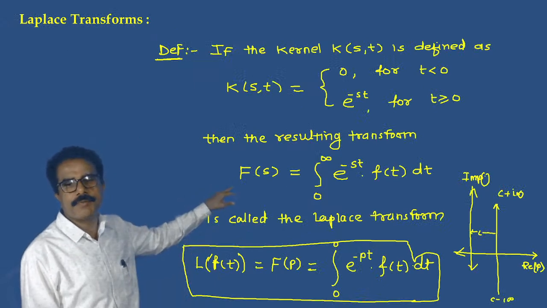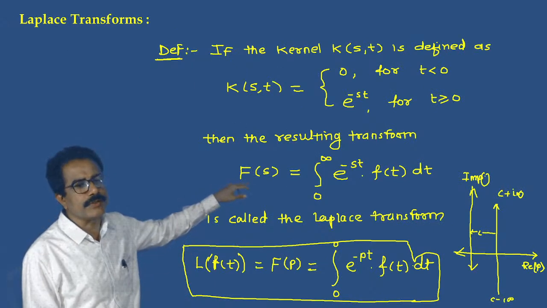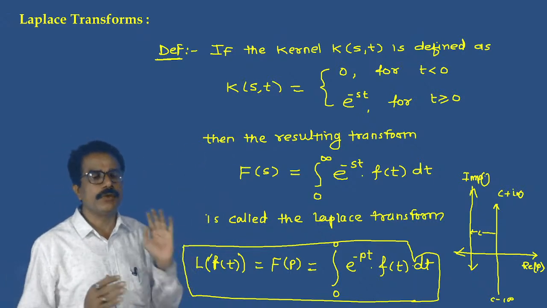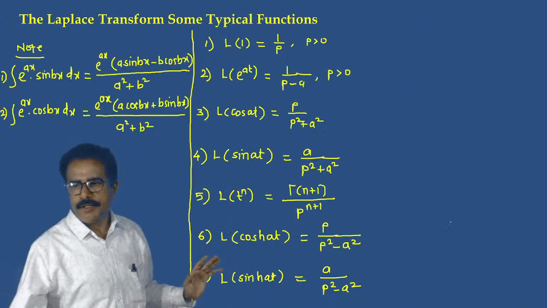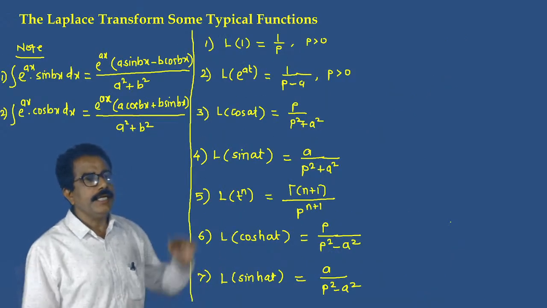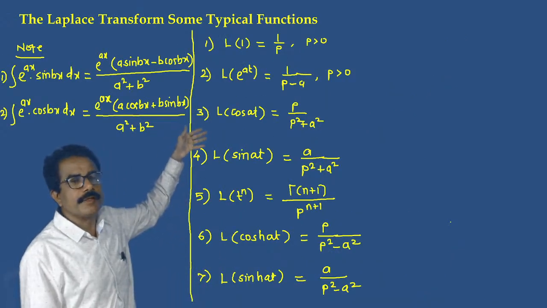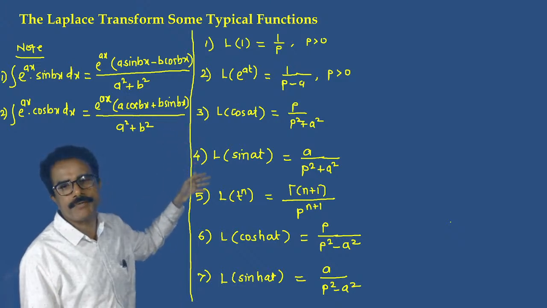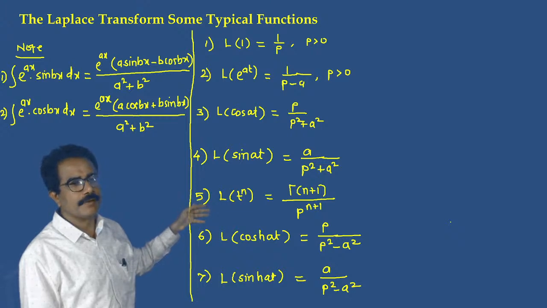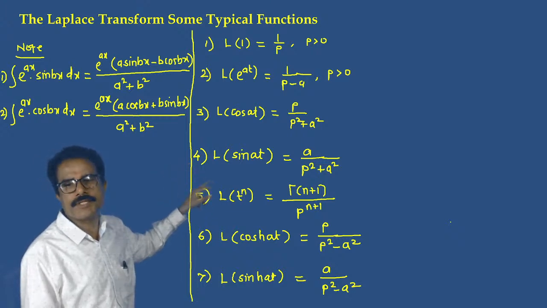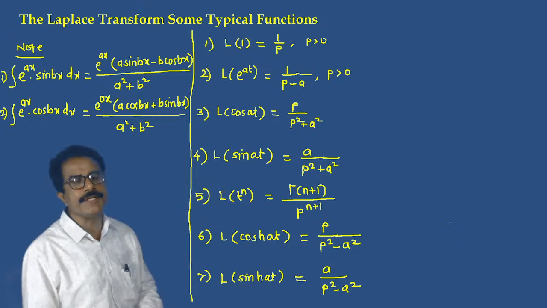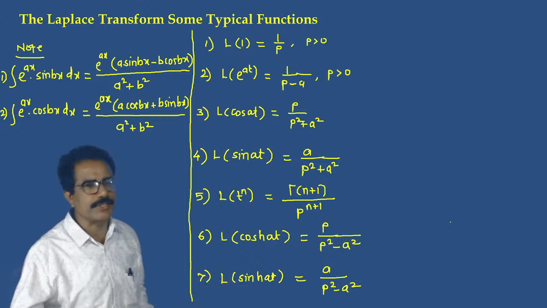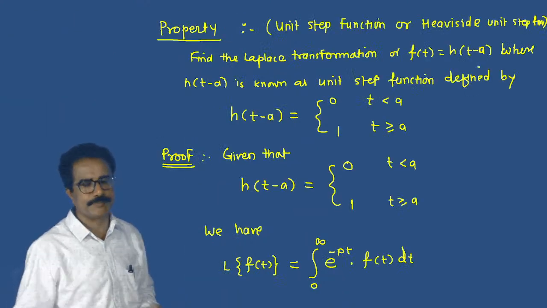This is the definition of the Laplace transformation: F of s is equal to the integral from 0 to infinity of e raised to minus st into f of t dt. These are some basic or typical functions whose Laplace transformations we have calculated. That means the Laplace transformation of sin at is equal to a divided by p square plus a square. In this way, we have studied these basic functions.